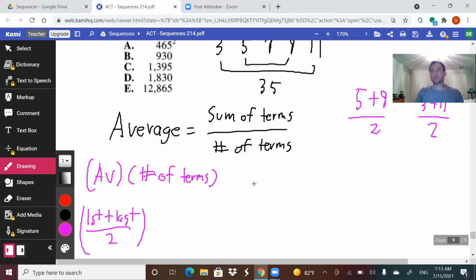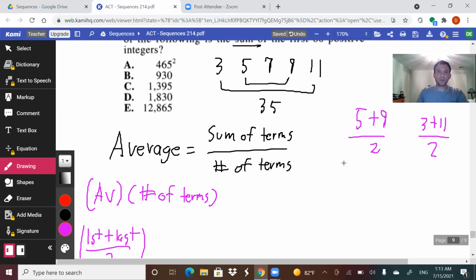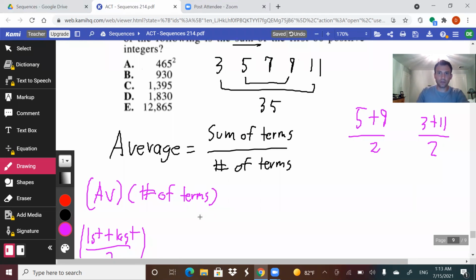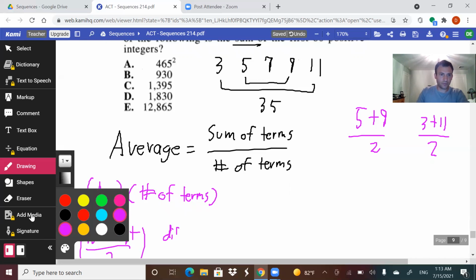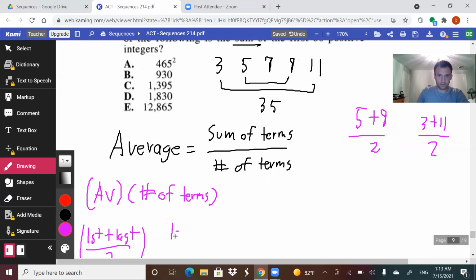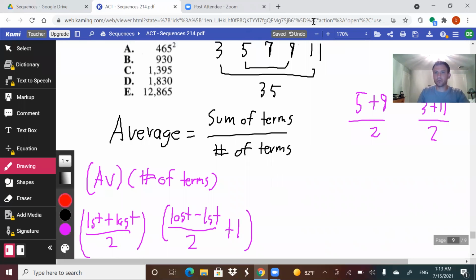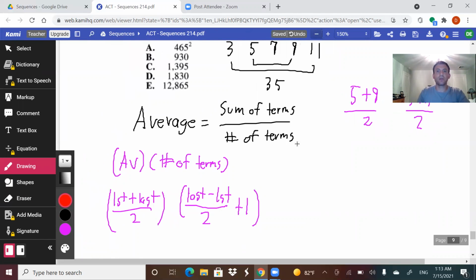The number of terms is a little trickier. In the case of this one, we're counting by 2. What you would do is take the difference between the last and the first term, so last minus first. Divide by what you're counting by, in this case 2, and add 1 to that. Okay, I'll explain exactly why that is the way it is. Let me zoom out a little bit.